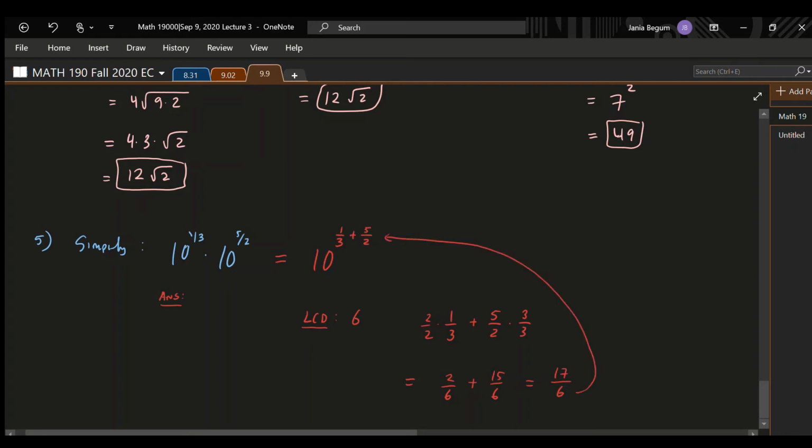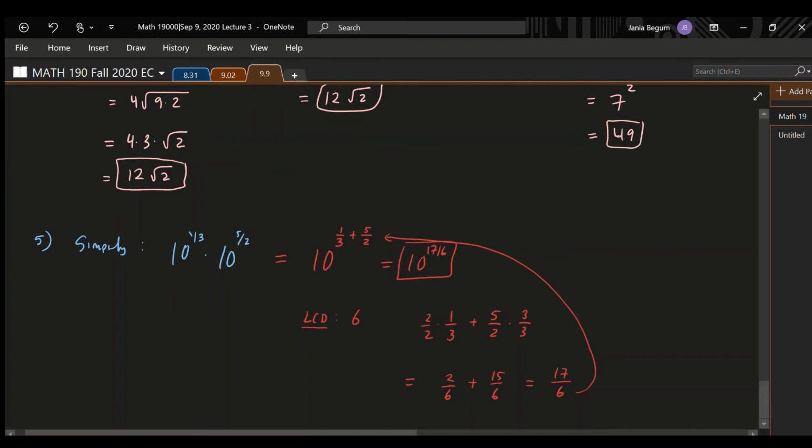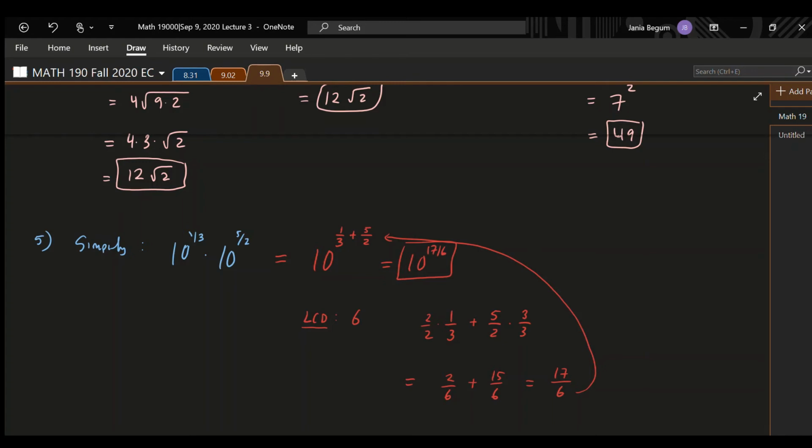So all of this will be 10 to the power 17 over 6. Perfect. There you go. That's the idea. You want to put everything you learned from the beginning and apply it now. And you're going to keep applying them forever. Right? Everything connects. You should see those patterns that everything in mathematics connects. Any questions on this problem?